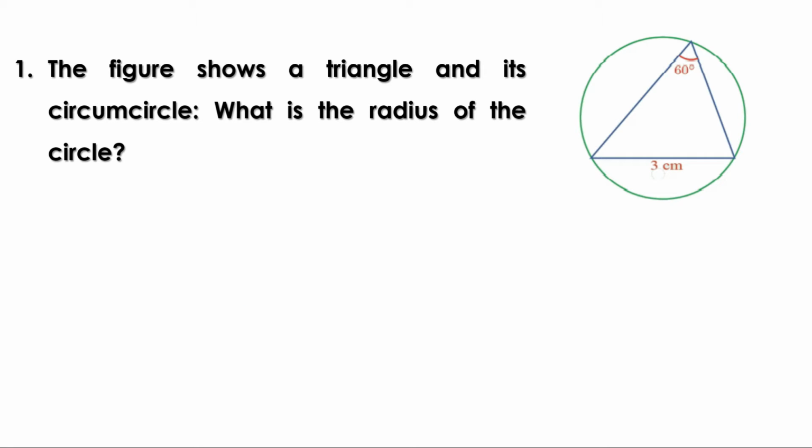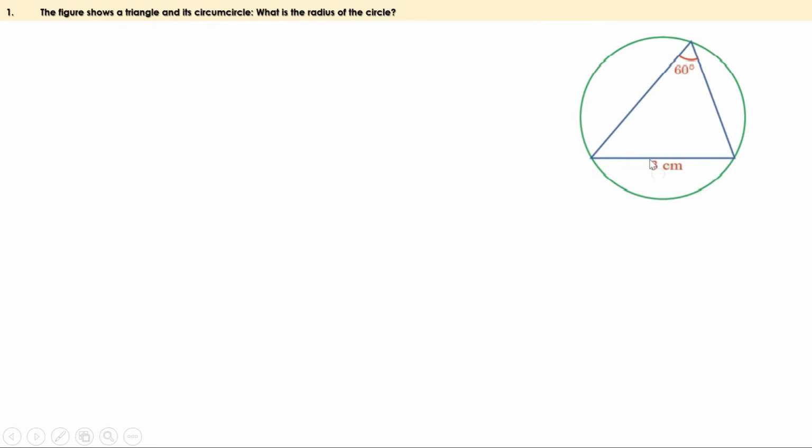The figure shows a triangle and its circumcircle. What is the radius of the circle? This is one side of the triangle and it is a chord of the circle. This angle is 60 degree, therefore half the central angle is also equal to 60 degree. We know the length of a chord is equal to double the product of the radius and the sine of half the central angle. That is, length of the chord equals 2r sine 60 degree.